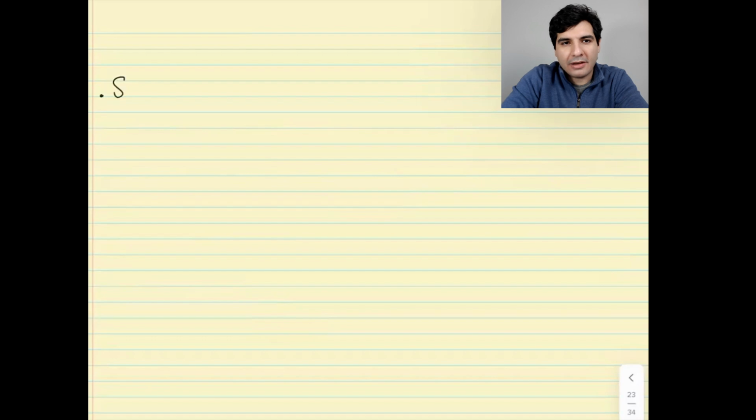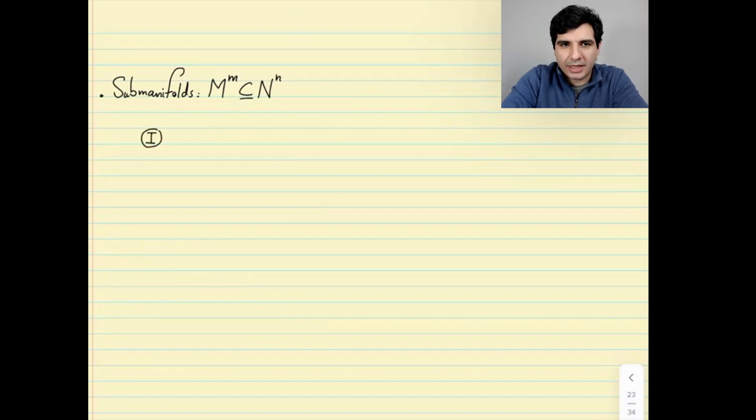So let's say we have two manifolds, M and N. Let's say M is an m-dimensional manifold sitting inside another manifold N, which is n-dimensional. We gave two definitions of what it means for M to be a submanifold of N. The first one was using a local model, right? So the local model was the first one.